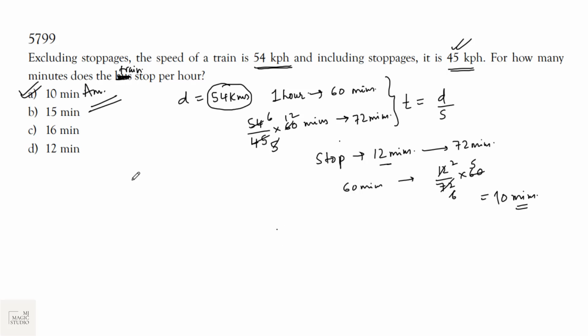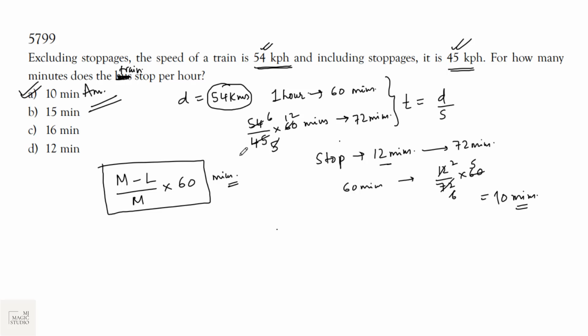Now, if you want to learn a shortcut, in these kinds of questions you can get the answer in less than 2-3 minutes. It's simply (M minus L) by M into 60. That is the stoppage time per hour. What is M? M is more, meaning high speed, and L is less, that is lower speed.